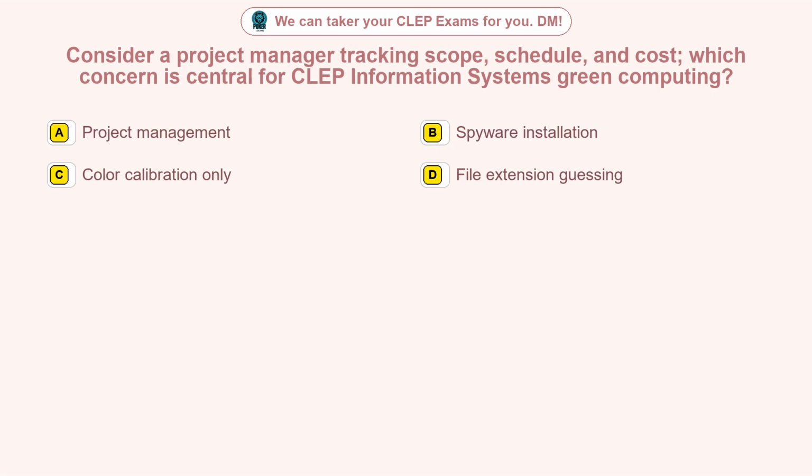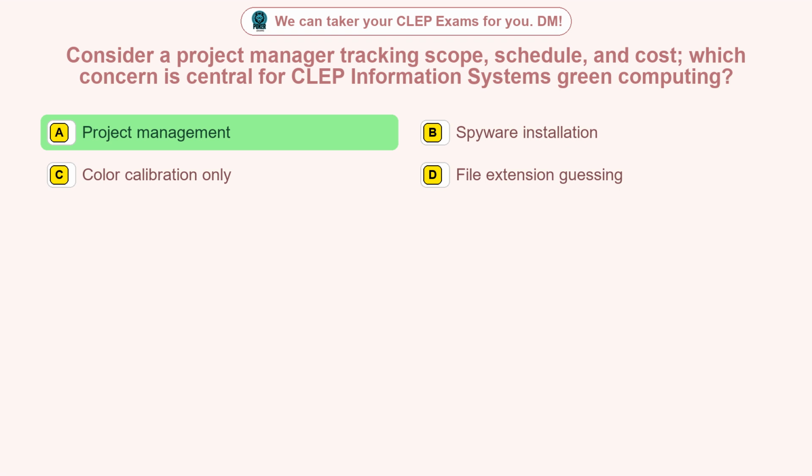Question 20. Consider a project manager tracking scope, schedule, and cost. Which concern is central for CLEP Information Systems green computing? Option A. Project management. Option B. Spyware installation. Option C. Color calibration only. Option D. File extension guessing. The correct answer is option A.